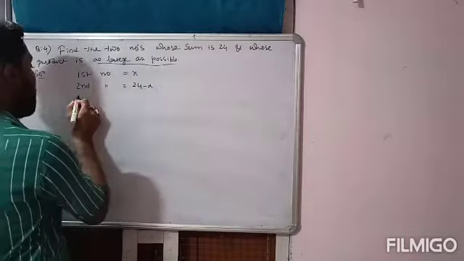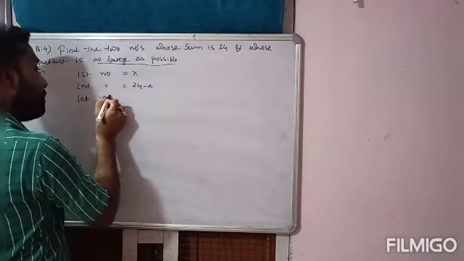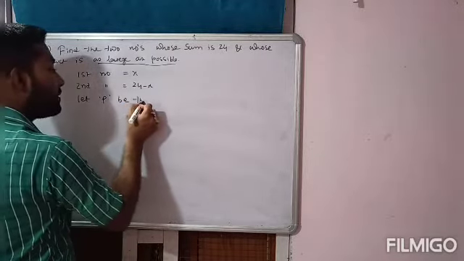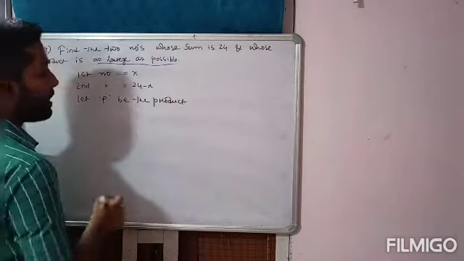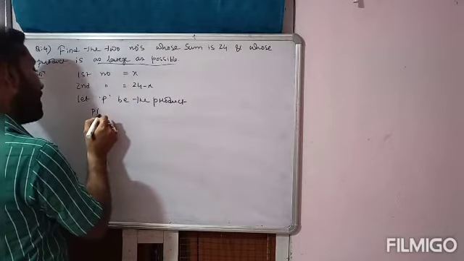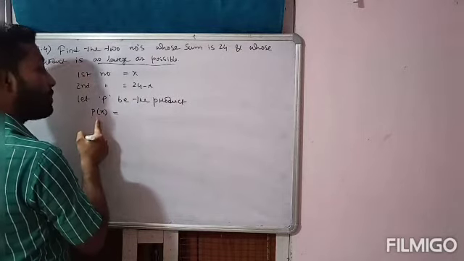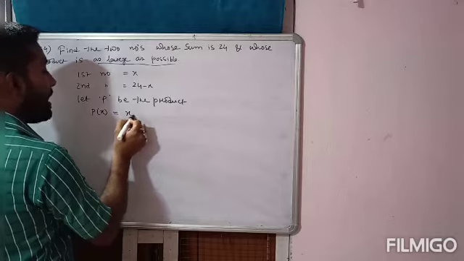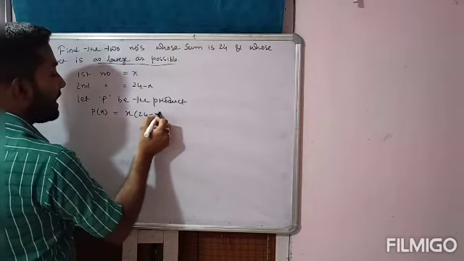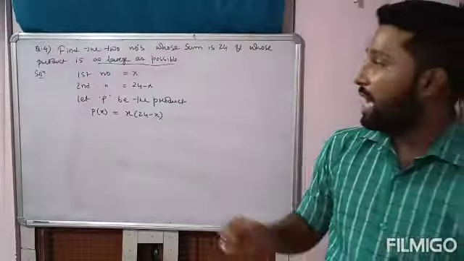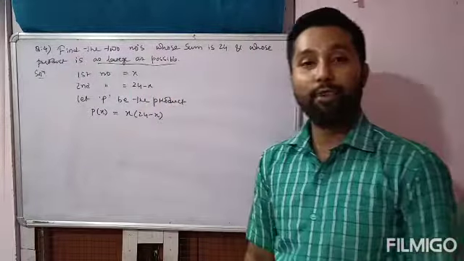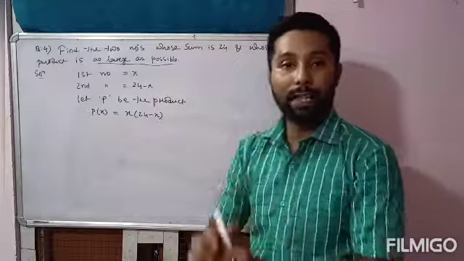Okay, so let P be the product. हम लोग assume कर लिया कि P product है. So therefore, according to the question, we can arrange P of x is equal to x into 24 minus x. Can I write? P is the product. Product of what? Product of the two numbers. And we have considered the two numbers as x and 24 minus x. तो product का मतलब तो multiply ही करना है.